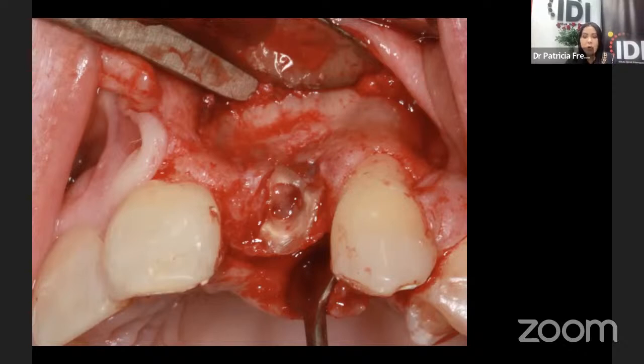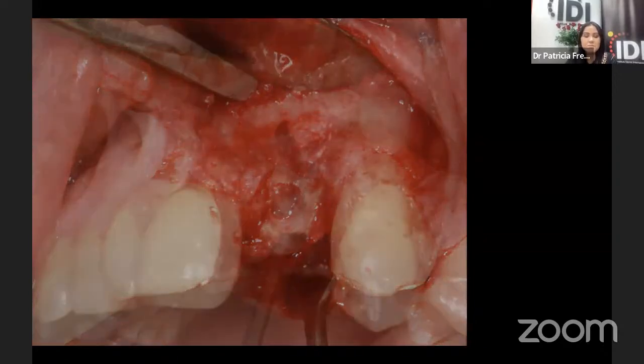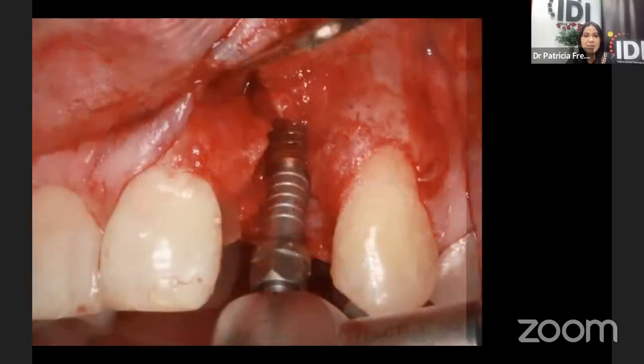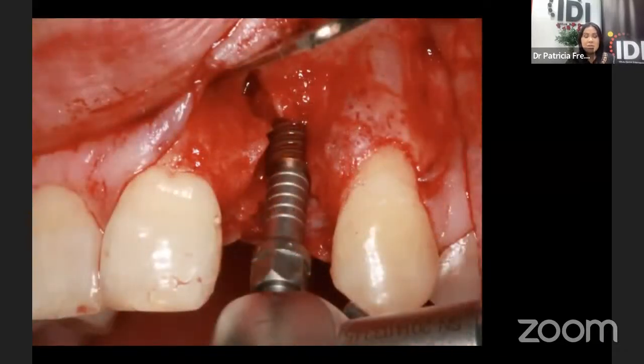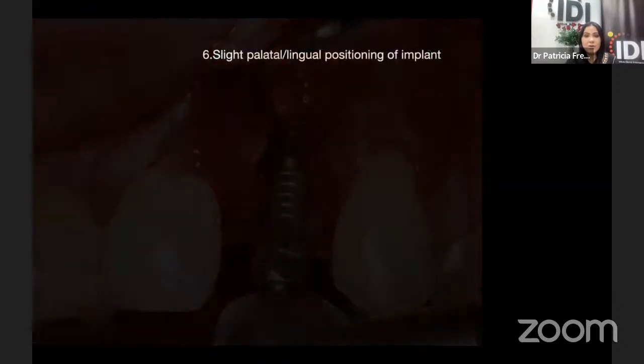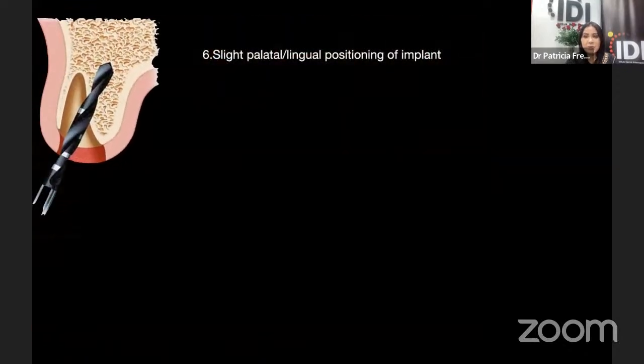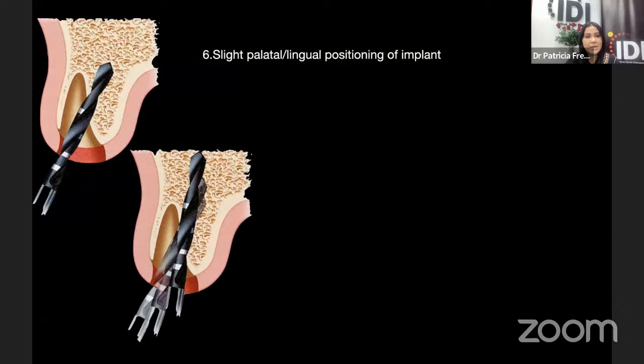Why? Because tomography showed me that I had no buccal bone, so I have to regenerate it. I can avoid doing this open flap when I have my buccal bone, okay? So now I will place my implant, and you will see I did that palatally, and now I'm going to cover that place with grafting and a membrane. See, this is the way I have to start the preparing of my bed.